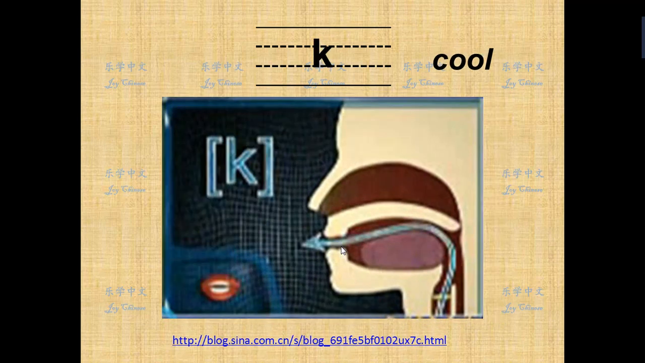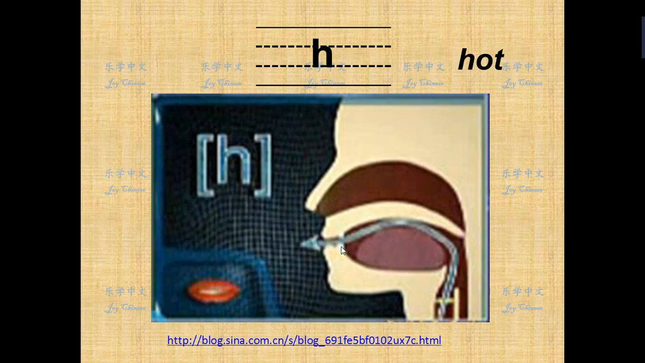Next one, k. The position for your tongue is very similar to the first one. And you speak out. K sounds similar to the English word cook. K. Next one, h has a similar rule like the first two alphabets. Let's say, h sounds similar to hot. H.